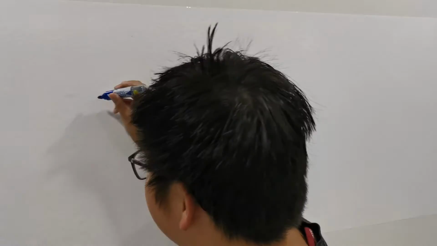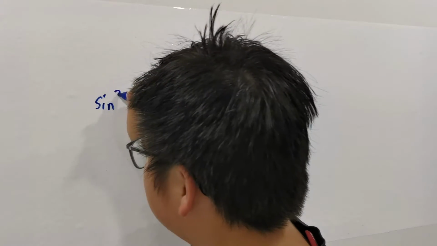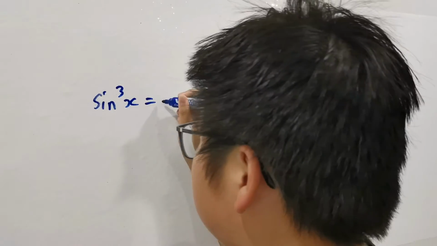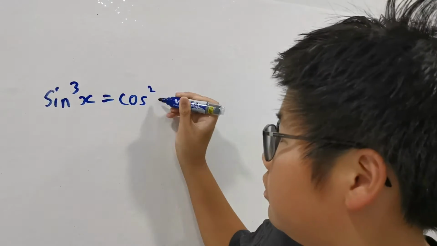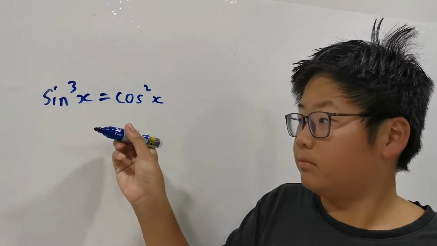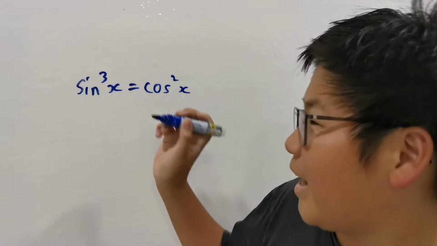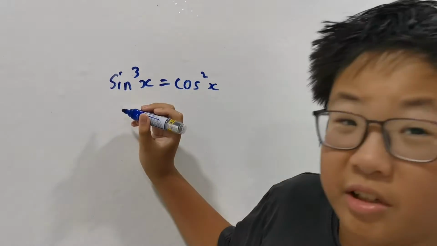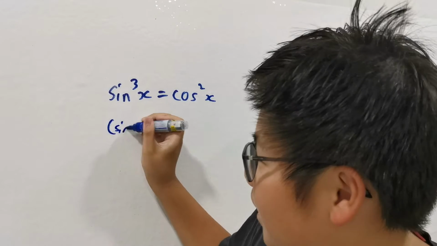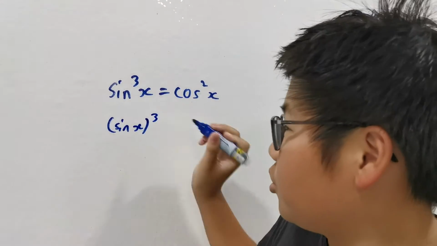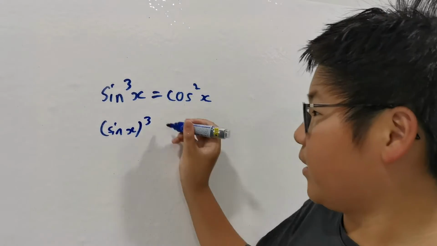I'm going to do another MAT Oxford question. This question asks to find the value of this equation. What we can do first is split the sine cube. Firstly, realize that sine x cubed is equal to sine cube x.